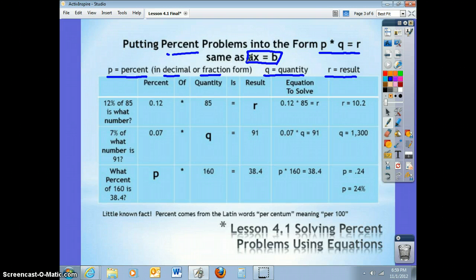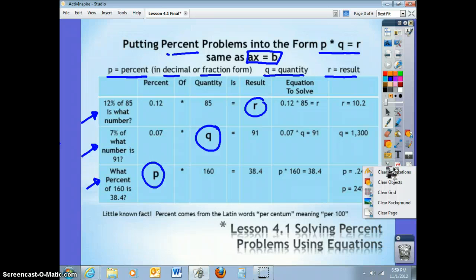So there's three possible ways a percent problem could be set up. It could be this one, or this one. The first one, we're solving for r, the result. The second one, we're solving for q, the quantity. The third one, we're solving for p, the percent. And we're going to do each of them and see how you can use the same form for all three problems.